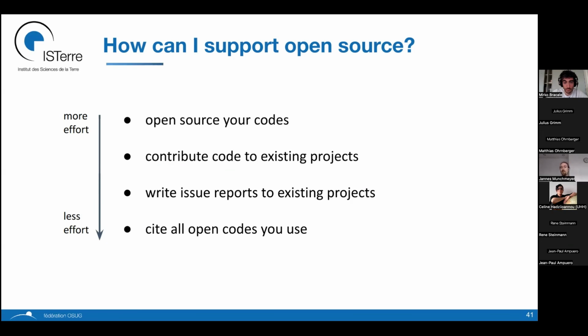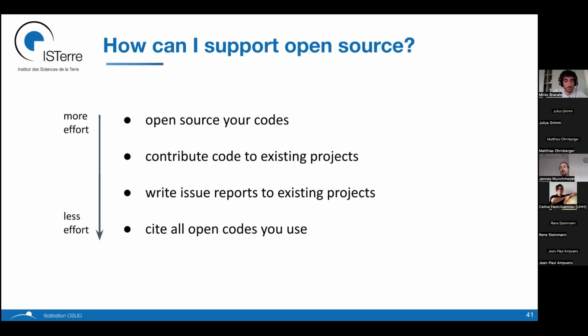The third is, if you don't have the time or the resources, or you don't feel confident in fixing a bug or some issue, but you spot it, write an issue report to an existing project. It's extremely helpful for a project to learn if something does not work, because if it works for the developers, they're never going to find out something does not work unless there's an issue report. And the least effort, cite all open source codes you use.